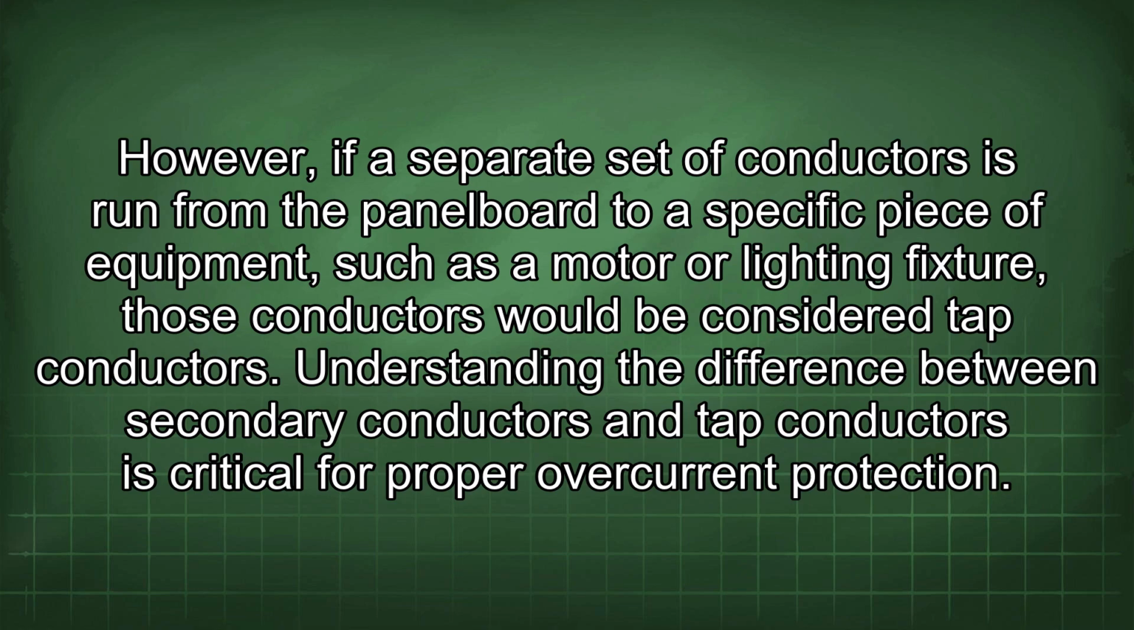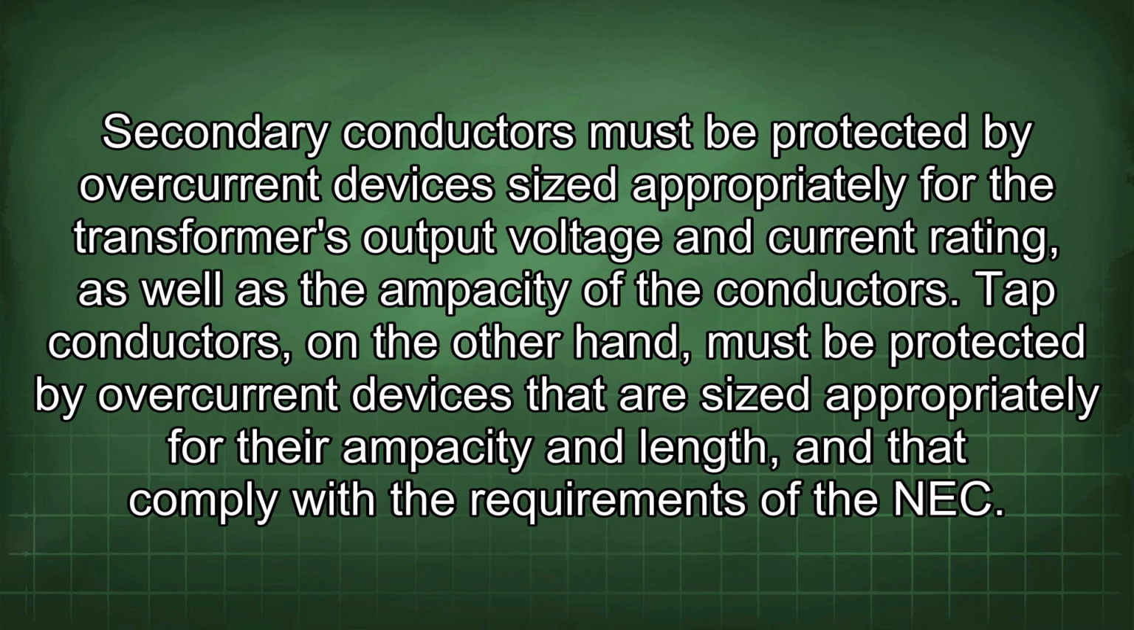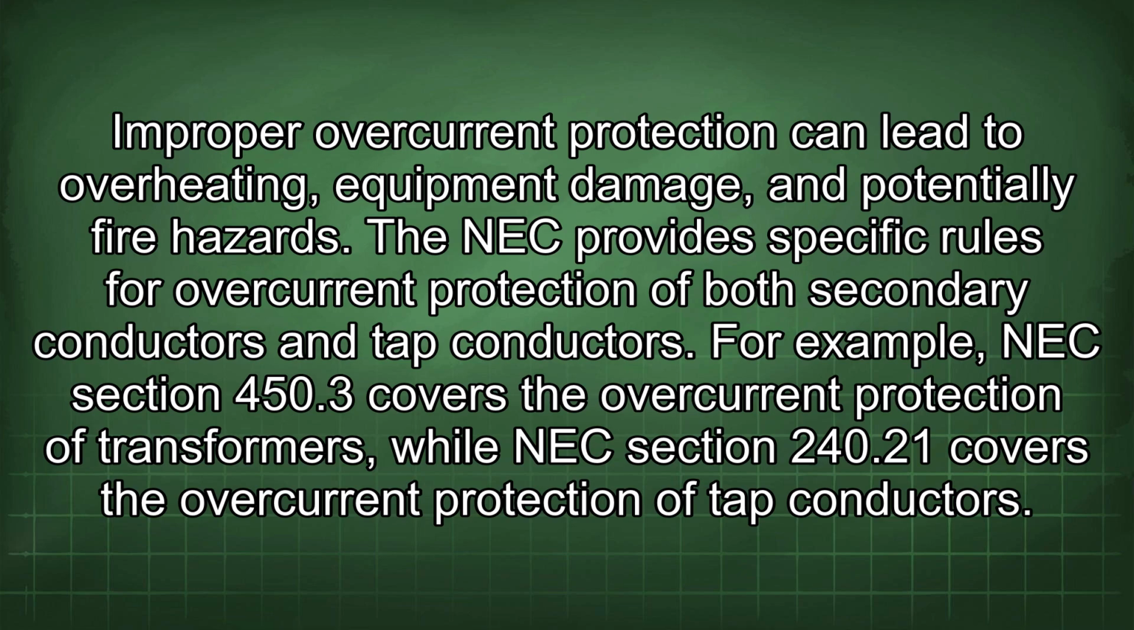Understanding the difference between secondary conductors and tap conductors is critical for proper overcurrent protection. Secondary conductors must be protected by overcurrent devices sized appropriately for the transformer's output voltage and current rating, as well as the ampacity of the conductors. Tap conductors, on the other hand, must be protected by overcurrent devices that are sized appropriately for their ampacity and length, and that comply with the requirements of the NEC. Improper overcurrent protection can lead to overheating, equipment damage, and potentially fire hazards.